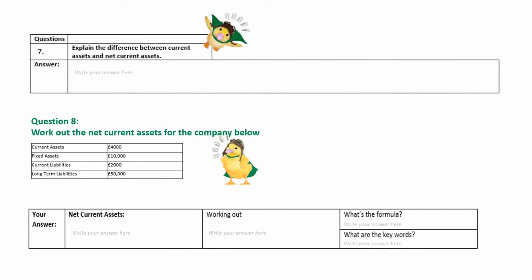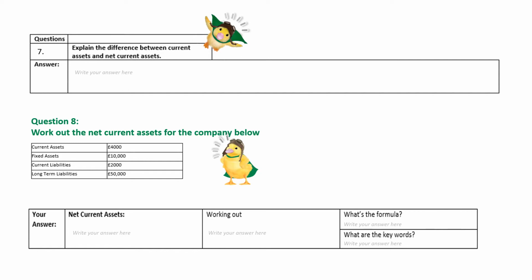Question 7. Explain the difference between current assets and net current assets. Now you haven't covered this question before, think about what you've been asked. Current assets is the one you just go and read and actually see it on the statement of financial position. Net current assets you actually need to calculate, so something has been removed from that particular final number. The clue to answering this question is remembering what that calculation, what that formula is for net current assets, and then you'll be able to write your answer in words.